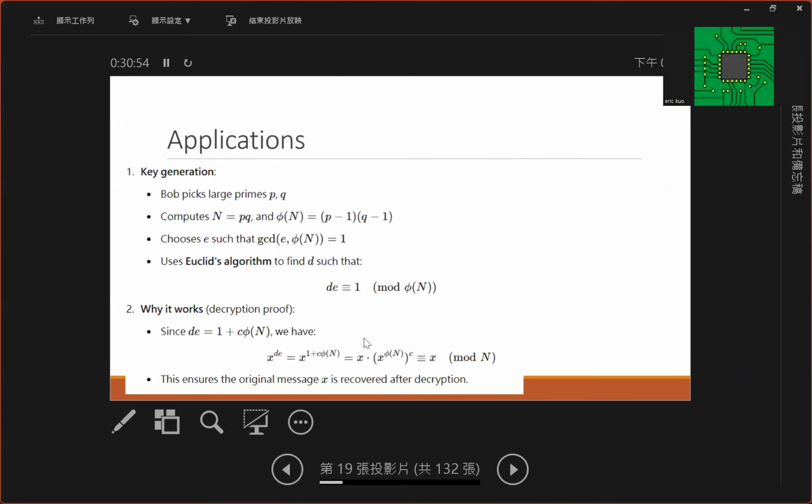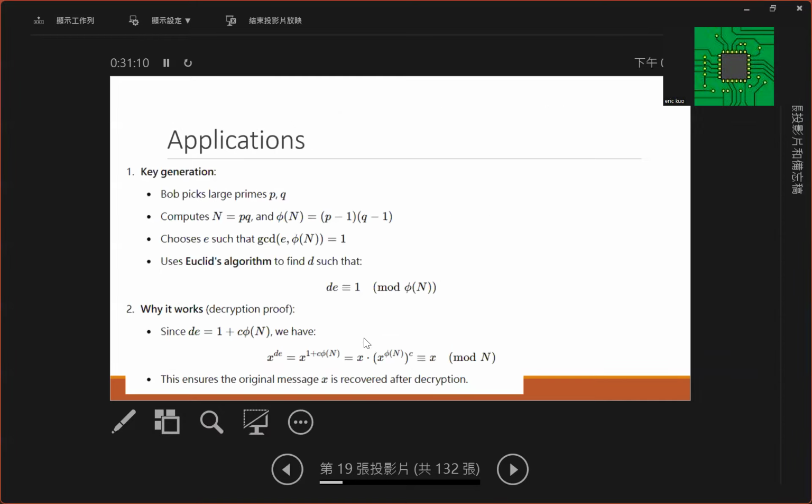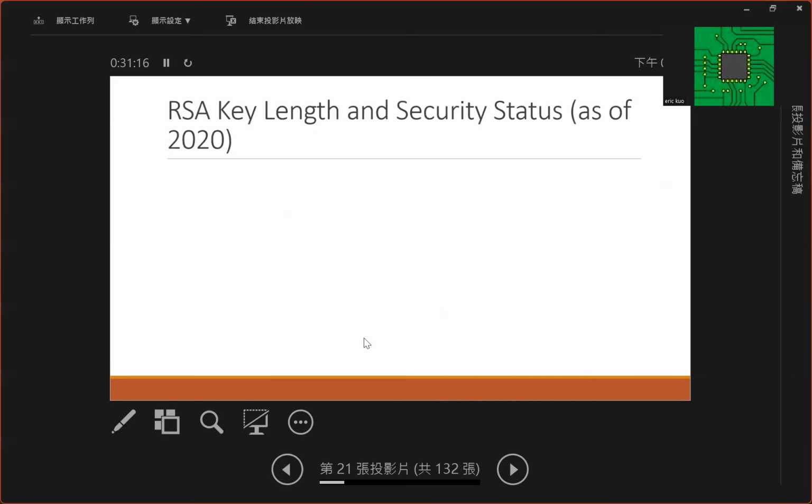This is the trick. Okay, so there are also some details. The first detail is why there is always a d such that e times d is 1 mod phi of n. This is the first question we need to answer, so let me explain here.